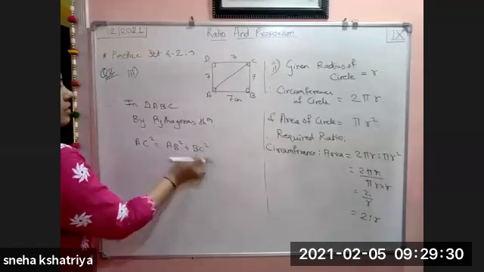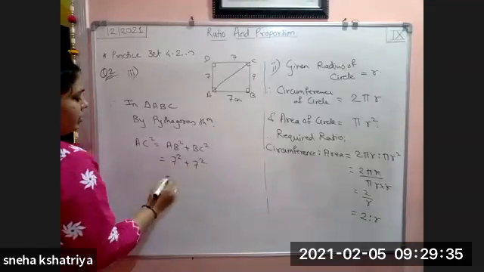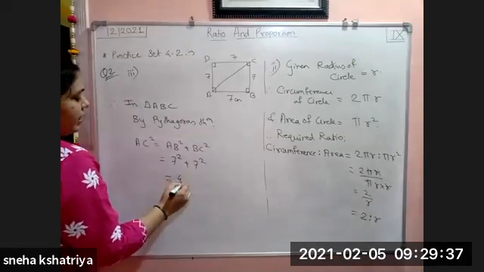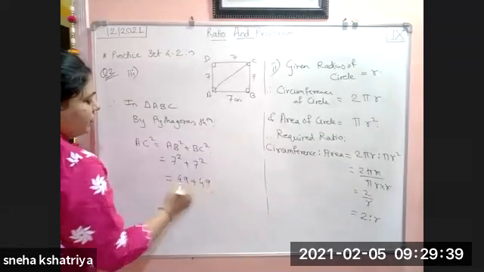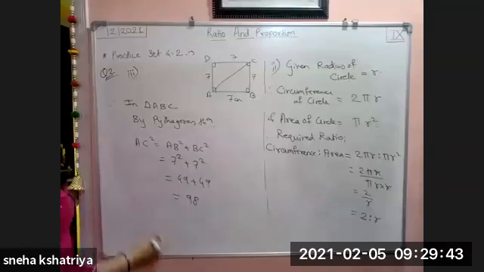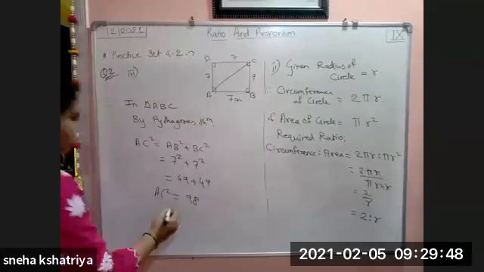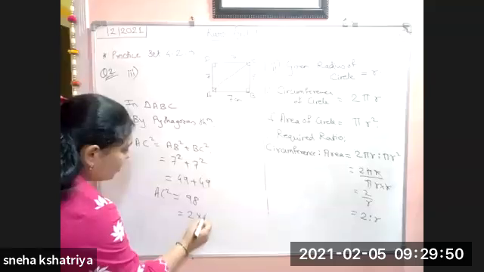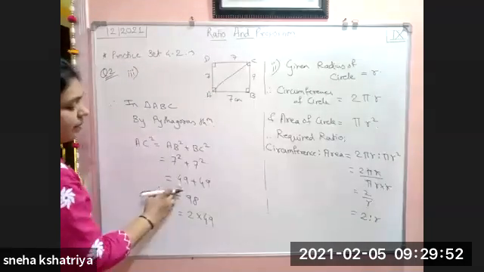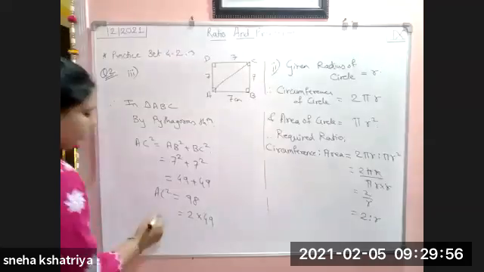This is AB square plus BC square. Now AB is your 7 square, BC is also again your 7 square. 7 square is 49, plus 49 becomes 98. Now 98, because this is the value of AC square and we need the value of AC. So 98 can be written as 2 into 49. Same thing, 49 plus 49, 98, or 2 into 49. One and the same thing.